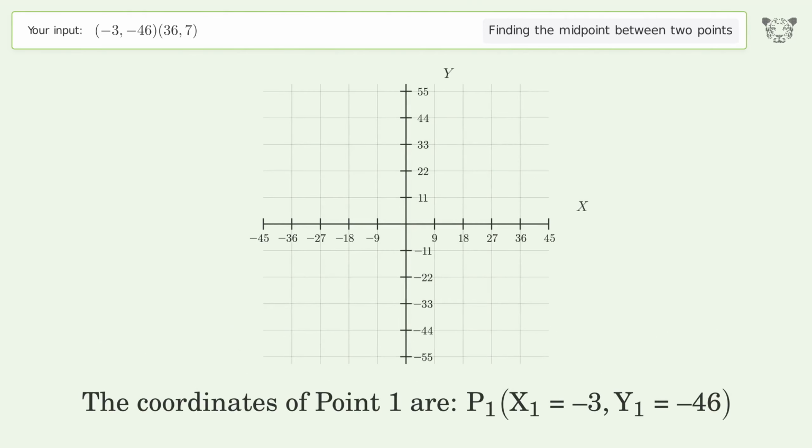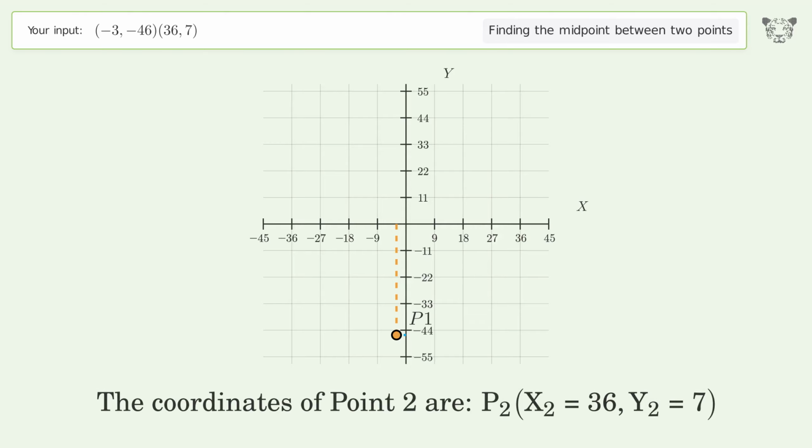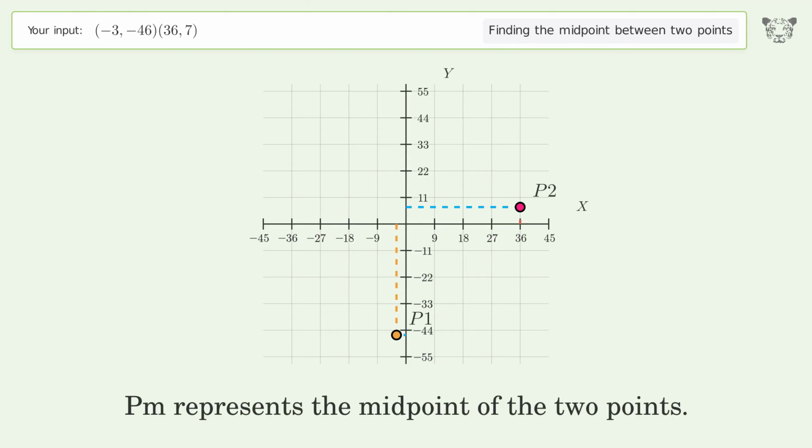The coordinates of point 1 are, x1 equals negative 3, y1 equals negative 46. The coordinates of point 2 are, x2 equals 36, y2 equals 7. PM represents the midpoint of the 2 points.